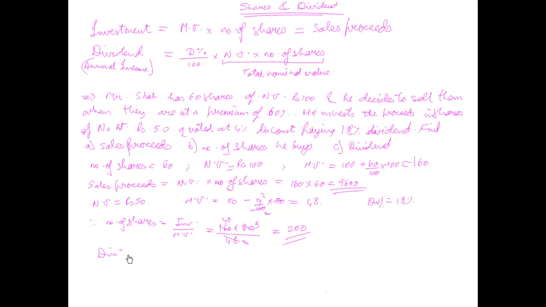Finally, the dividend, children. Dividend here would come out to be, by the formula, d% upon 100 into nominal value into number of shares. So dividend would come out to be 18% upon 100 into nominal value, which is 50, number of shares, which is 200. Cancels with this 2 times, cancels with this 9 times. That's the dividend he gets, rupees 1800. So that's the first answer: sales proceeds, and he invests in the second company where he gets 200 shares, and because of 200 shares, 18%, nominal value 50 rupees, he gets 1800 rupees as dividend.